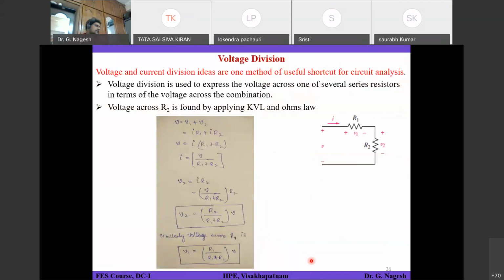So next we will see, till now what we have seen: voltages, independent voltage sources in series, independent current sources in parallel, and resistors in series, what is the equivalent, and resistors in parallel, what is the equivalent. And some two or three basic problems on those we have seen. Next we will see what is voltage division and current division.